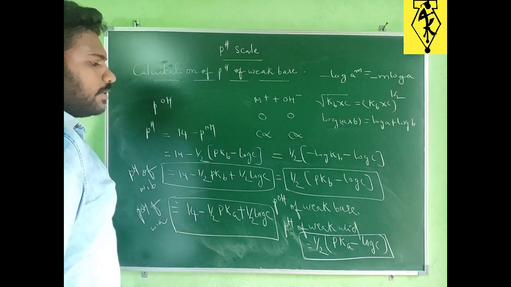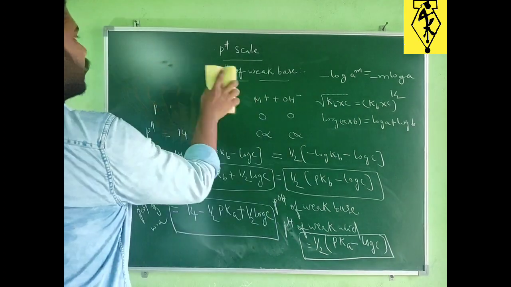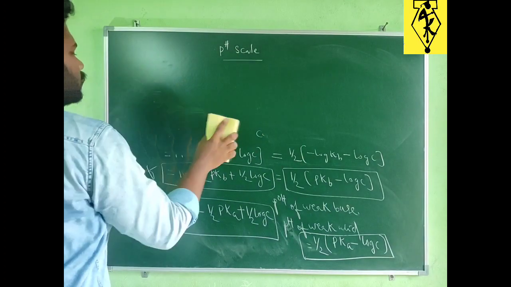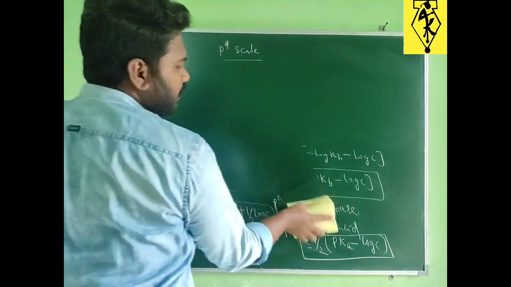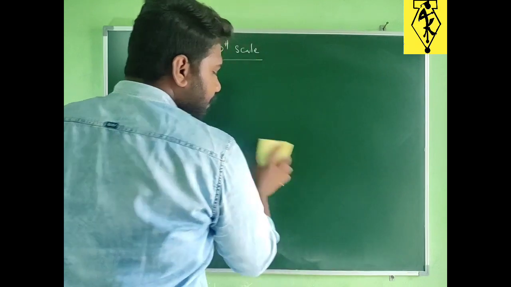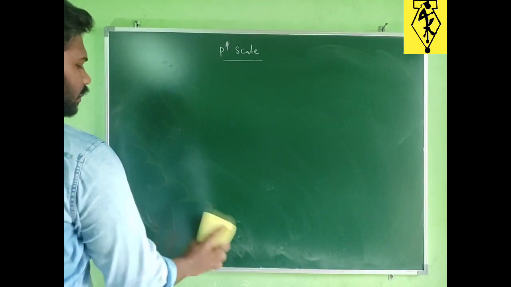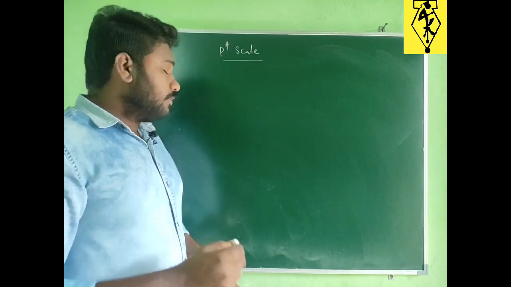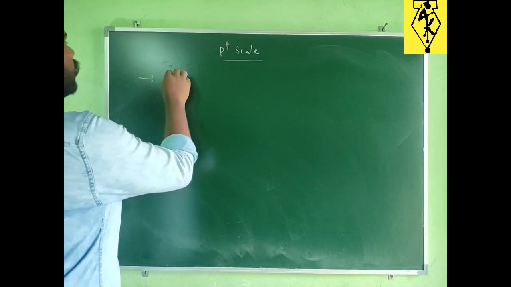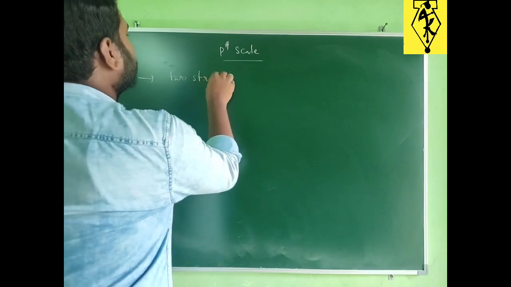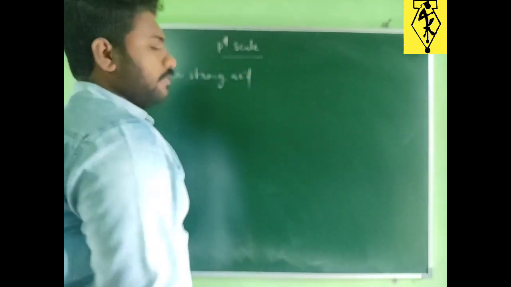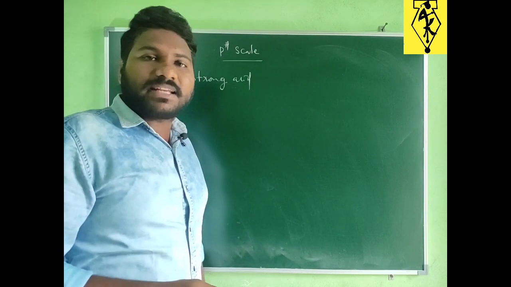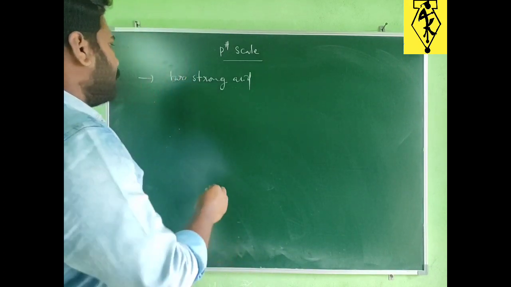It's very simple. Next we will discuss some applications. In some problems they will give mixtures: a mixture of strong acids, a mixture of strong bases, or a mixture of a strong acid and a strong base, and they will ask you to calculate either pH or pOH. When they have given two strong acids, and if they are asking you to calculate the pH of that mixture, then this is the formula.